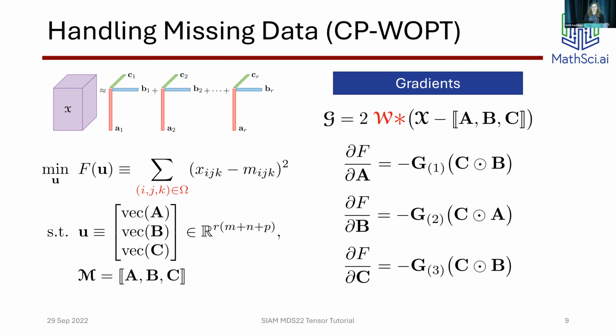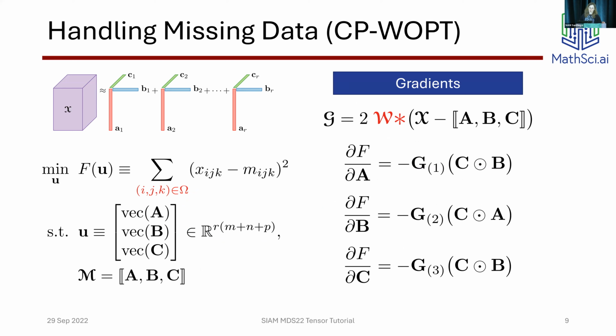For my last few minutes, I'll talk about handling missing data. We call that CP WOPT. W is for weighted optimization. And so one of the nice things about the optimization formulation is we can just say, hey, I only know some of the entries, so why should I take the least sum of squared errors over entries I don't know? It just doesn't make sense.